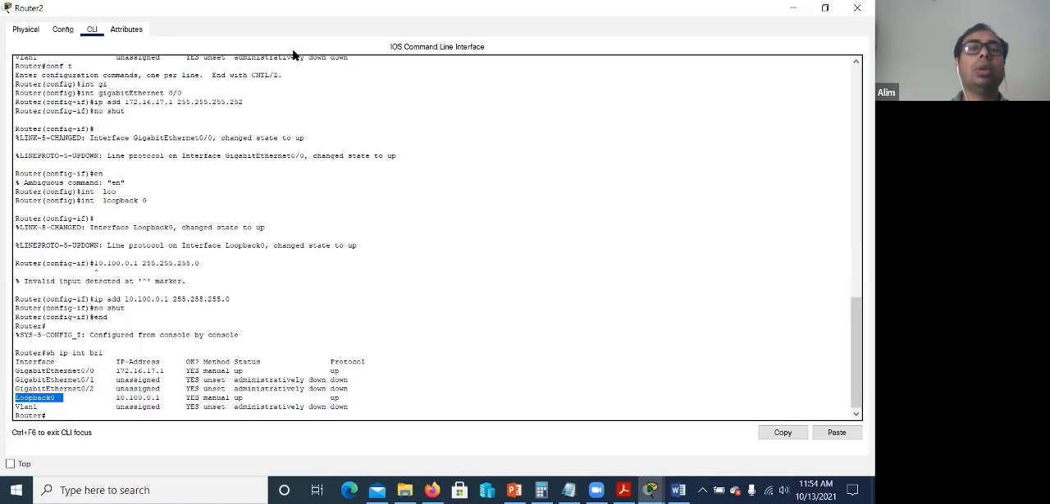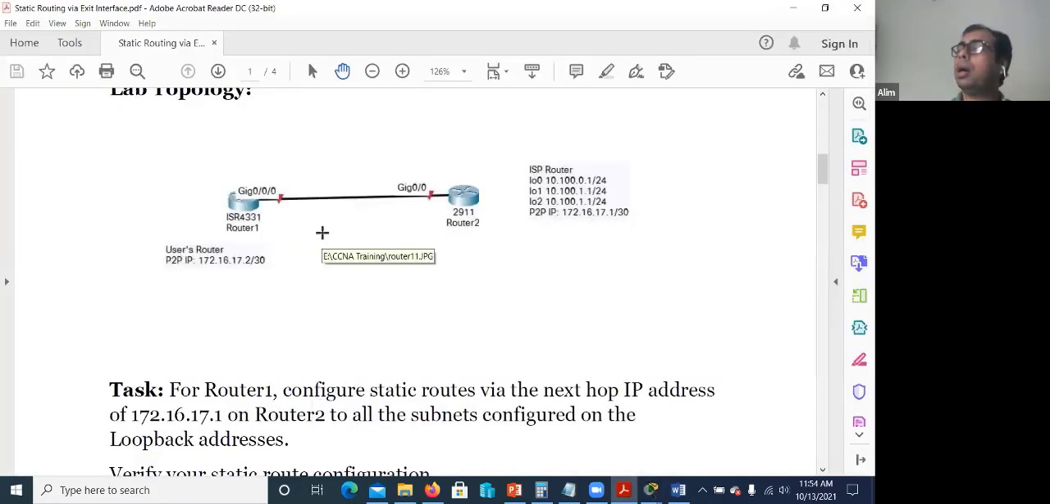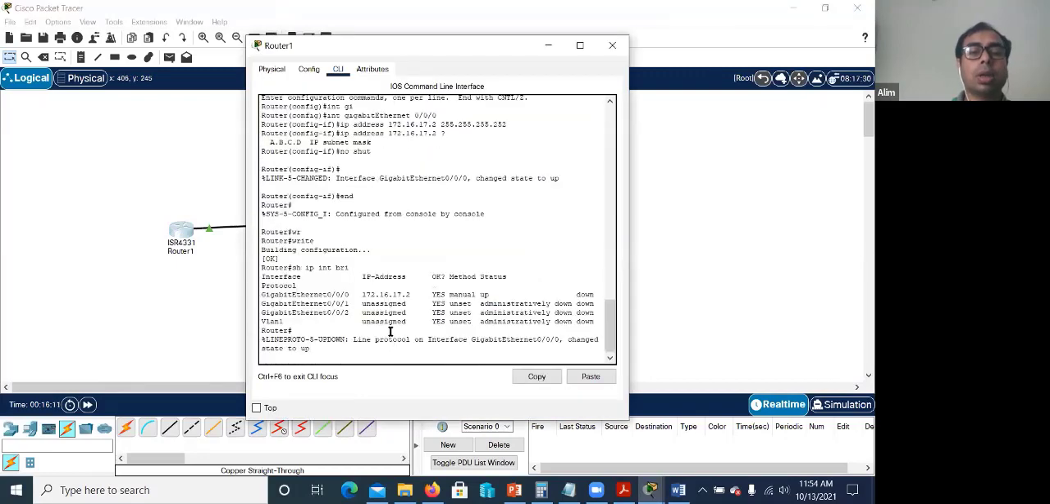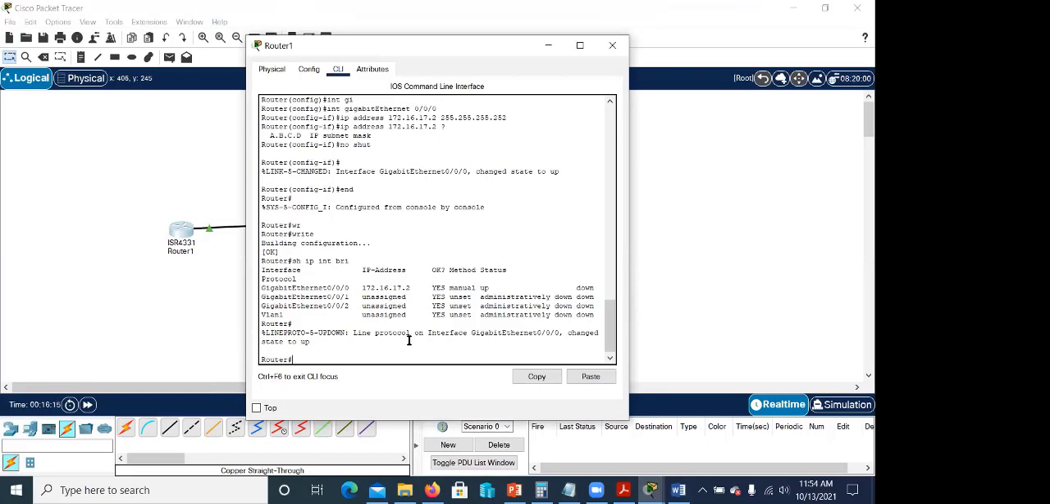Okay, we will now configure static route in the client's router. Okay, client's router. So, sir, what about the password? It is not secure. We create a loop.